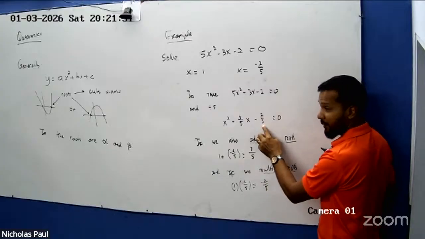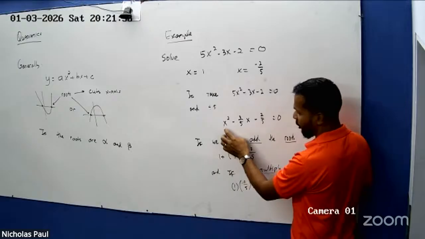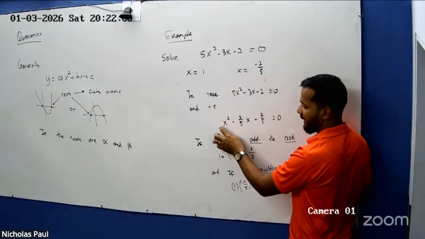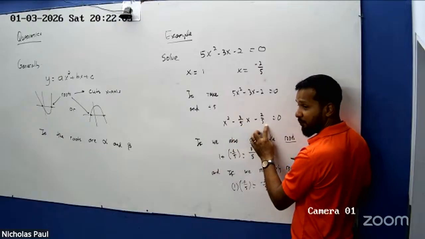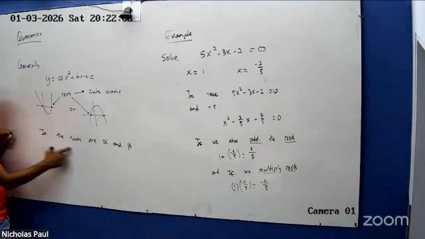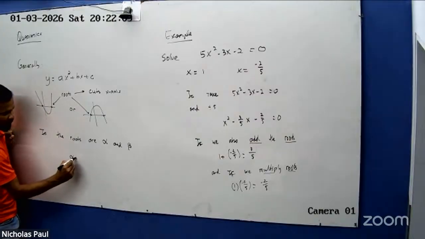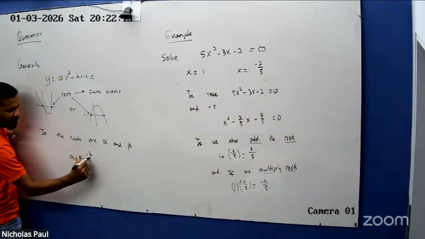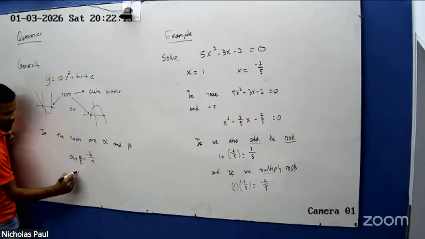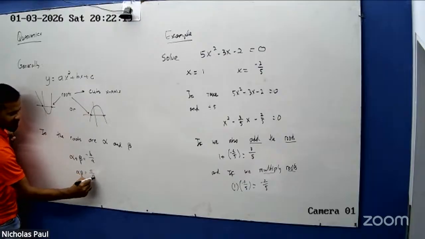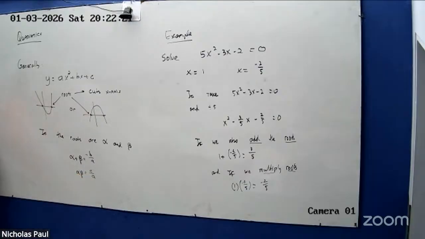What does that mean? You remember a quadratic is always what? ax squared plus bx plus c. So if the roots are alpha and beta, whenever you sum the roots, you're always going to get minus b on a. Whenever you multiply the roots, you're always going to get c on a. So these two things you can see in here.